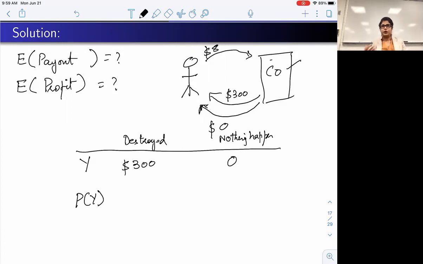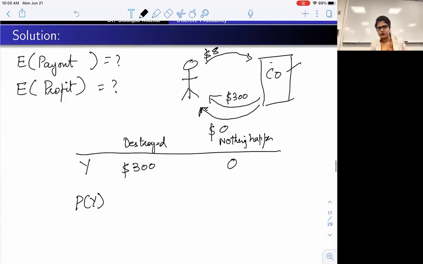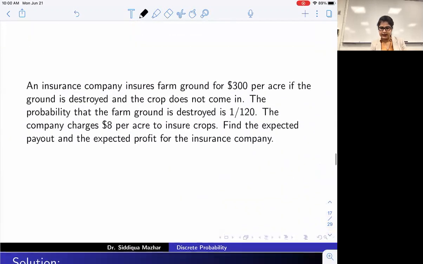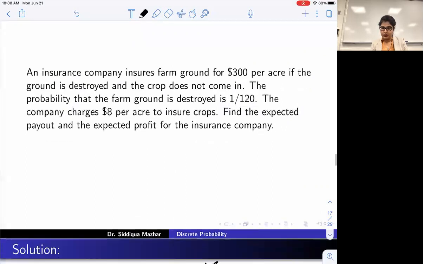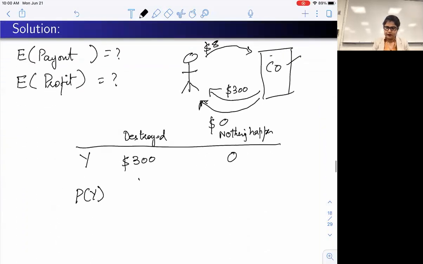If the farm is destroyed, land is destroyed, then they are paying $300. But what is the probability that the farm will be destroyed? It is given in the statement, isn't it? That the probability that the farm ground is destroyed is 1 out of 120. So what is the probability if nothing is going to happen?